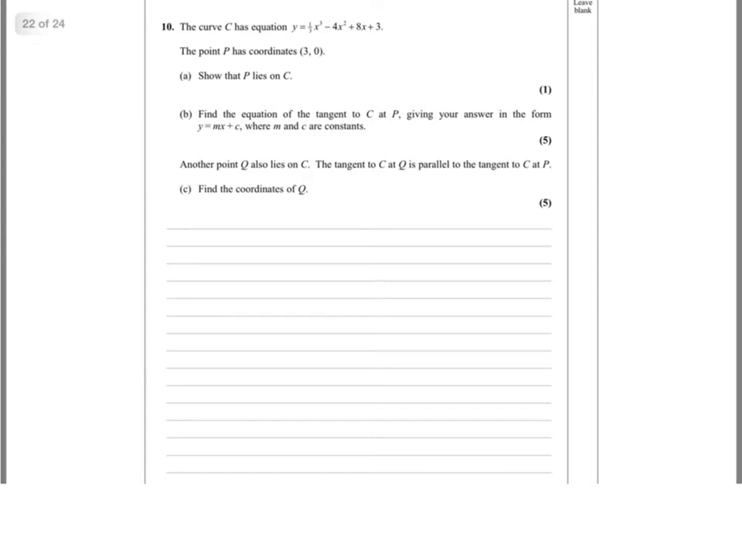June 2005, C1 question 10, and it is a curve equation question. Read on down, you can see we have equation of tangent and so on in it. Part A, 1 mark, so it shouldn't be too much work for 1 mark, and it's showing P lies in C. So it's taking the coordinate 3, 0, and saying that whenever x is 3, y should be 0.